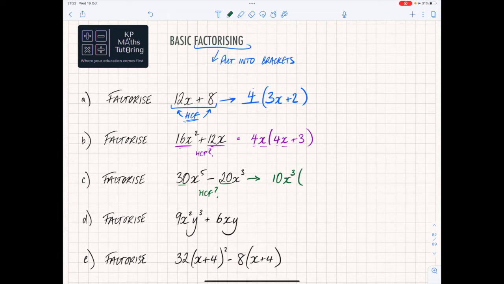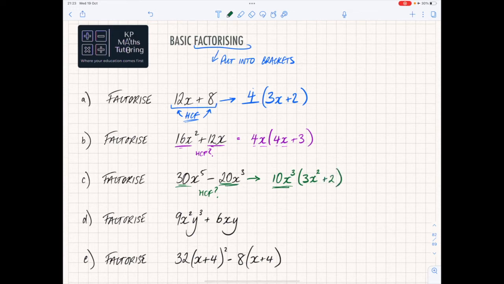Then you're thinking to yourself, how do I get 10x to 30x? Well, I've got to times it by 3, but it's x cubed, and I want to make it x to the power 5. Remembering that when you are multiplying with indices, you add them. So this would become x to the power 2, because x to the power 3 times x to the power 2, add the 3 and the 2 together to get you 5. Then how do you get 10x cubed to 20x cubed?